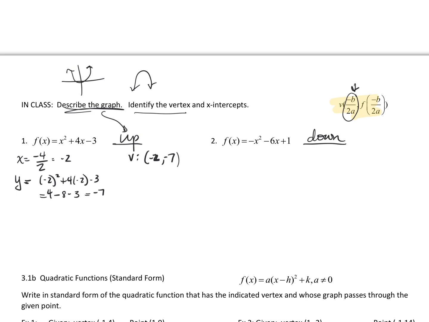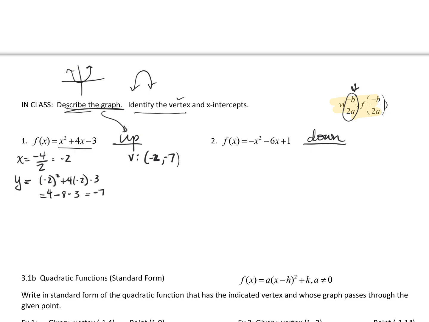Is that all right? All right, so that takes care of the vertex piece. Now, x-intercepts just means solve for x, using any method you want. You can use quadratic formula, complete the square, you can factor if it factors, whatever floats your boat. You can solve it. All right, now let's look at this.